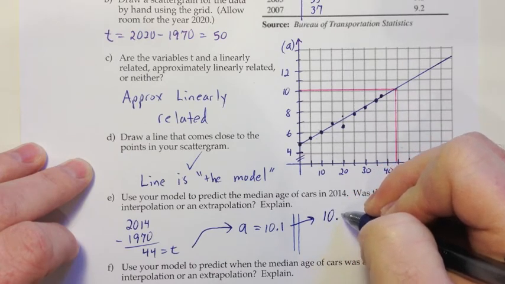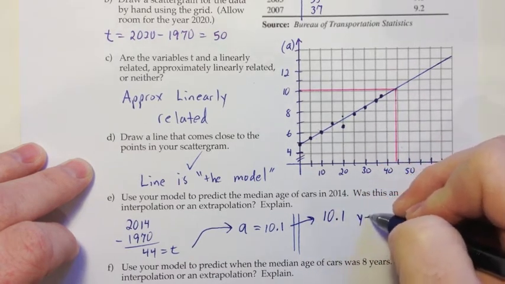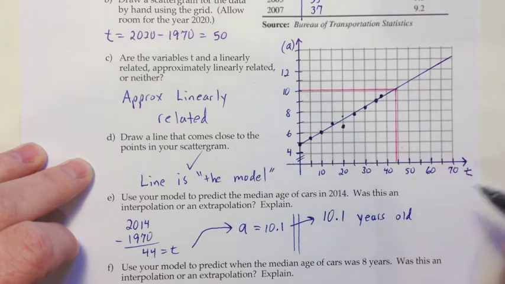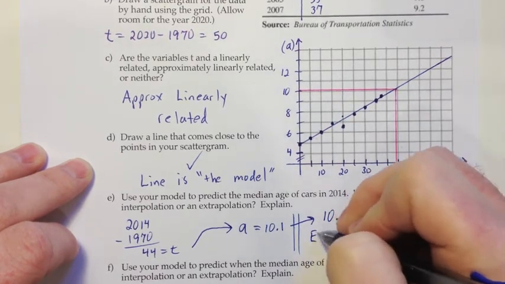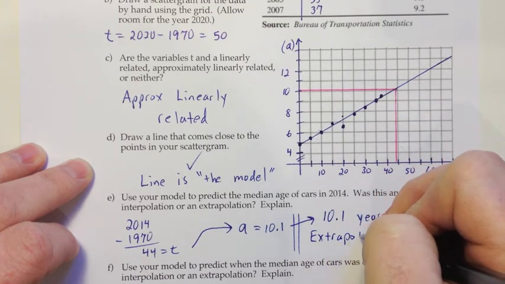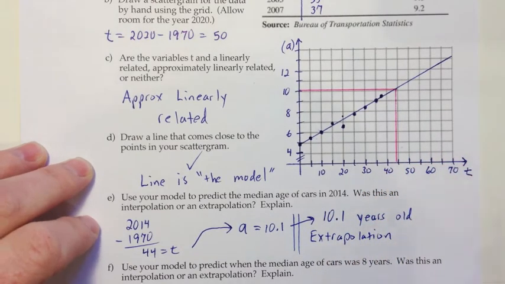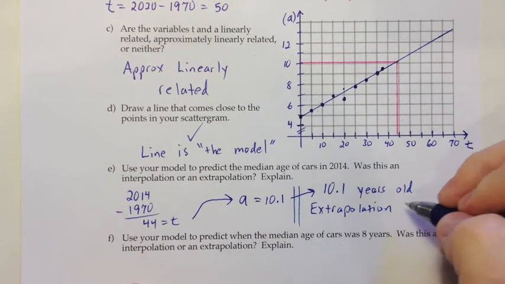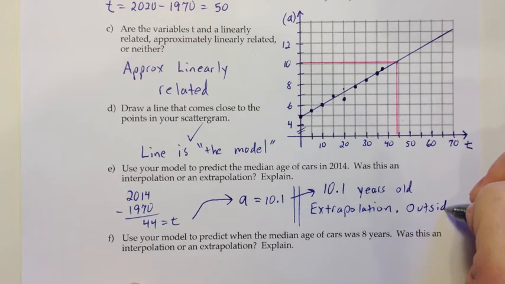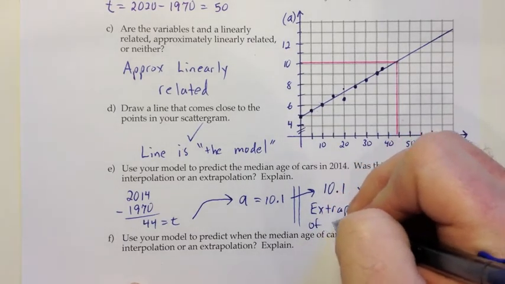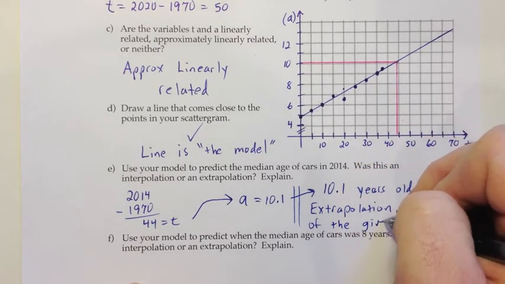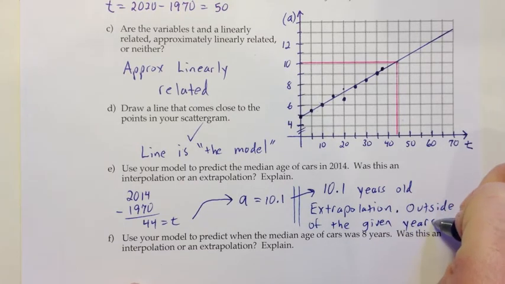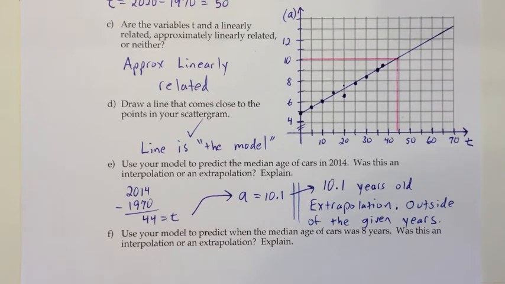I would say it's 10.1 years old. And then I would also say this is an extrapolation. And the reason I would give is that it's outside of the range of the given ages, or years, sorry. So in our data set, we were given years from 0 to 37, and now all of a sudden we're plugging a 44 in. That's not within that range.